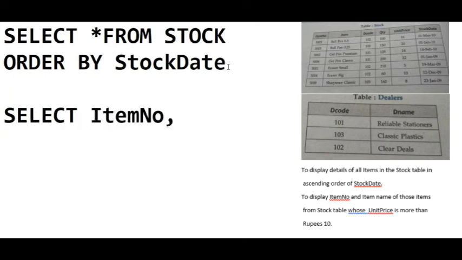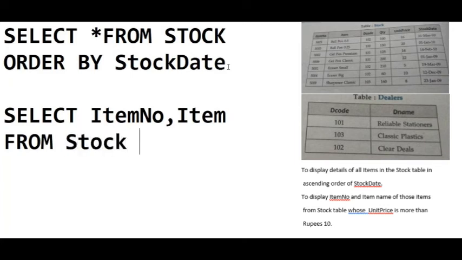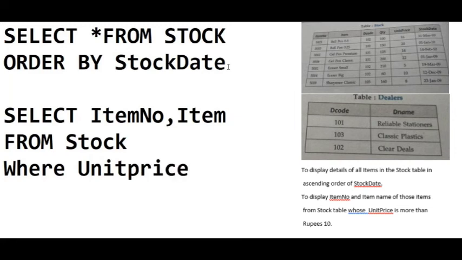So I am going to write a statement: select item number comma item from stock where unit price is greater than 10. What you have to check in the unit price is that the P was in uppercase, so you have to write that accordingly. If you don't do that, it will result in an error. And don't forget to put the semicolon whenever you end a statement. In the previous case maybe I missed it, but don't forget to always end with a semicolon.